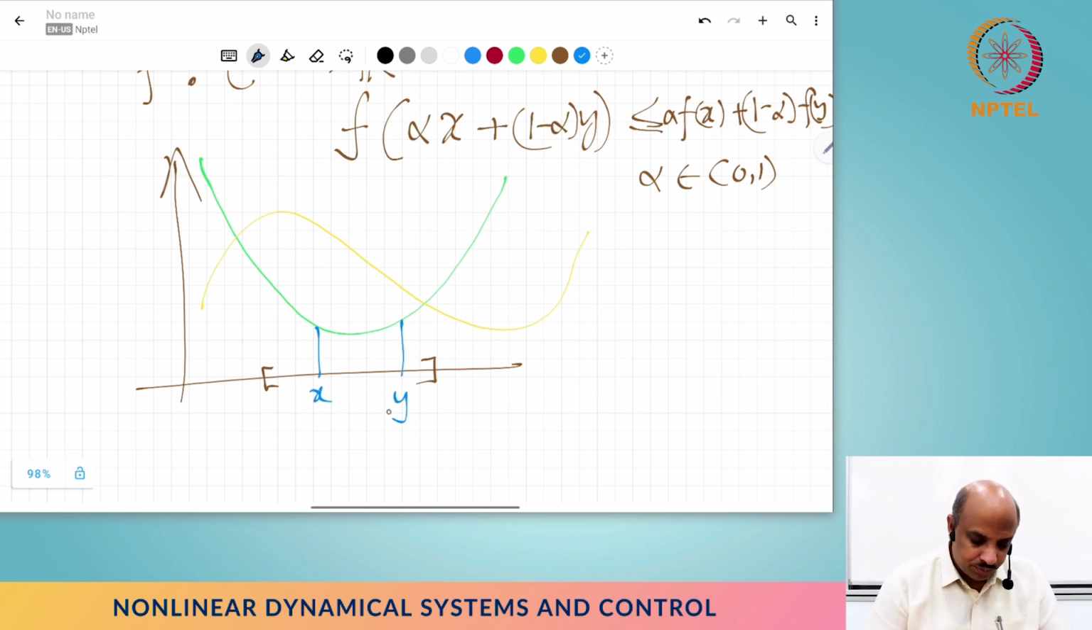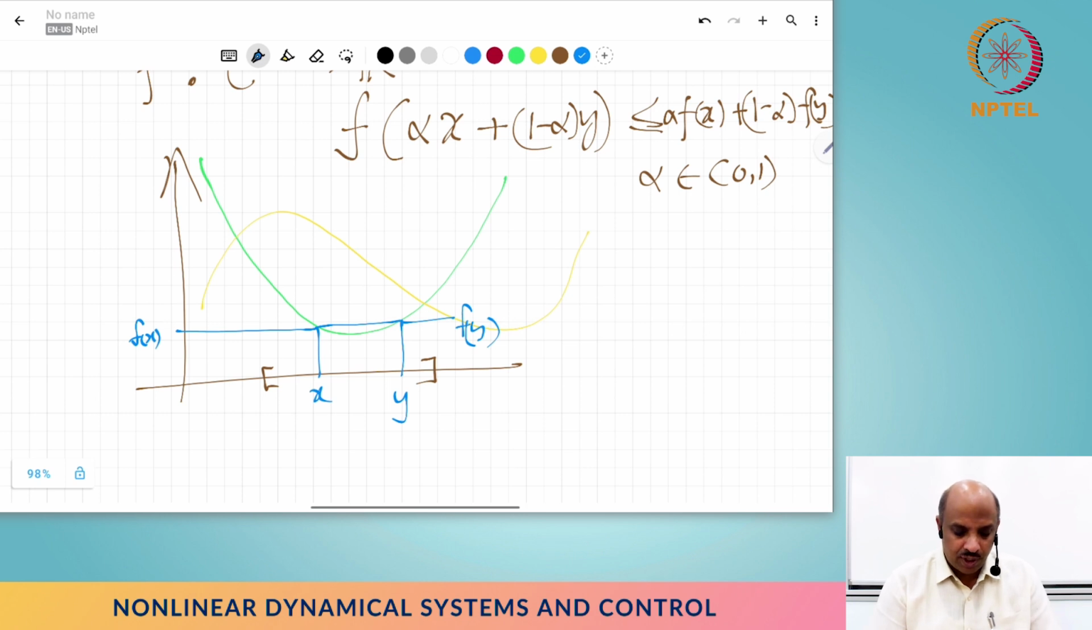On the right hand side, alpha times f of x plus 1 minus alpha times f of y is the line joining this f of x and this f of y, right? And the line joining these two is going to be above the function value of anything in between. So this is what we see, that the function is below this line, right? That's a convex function.